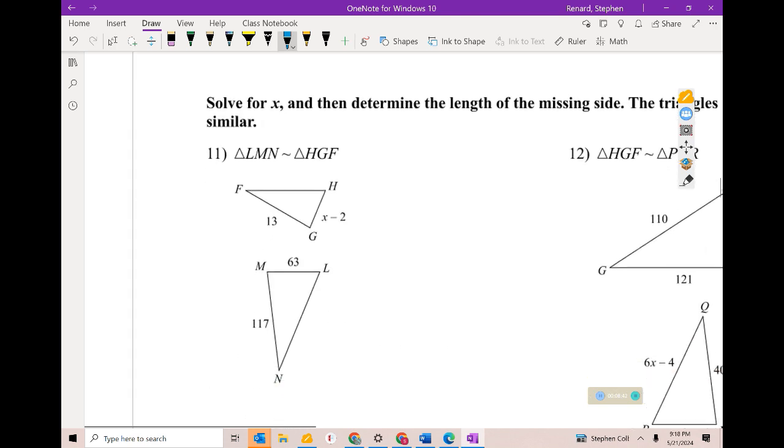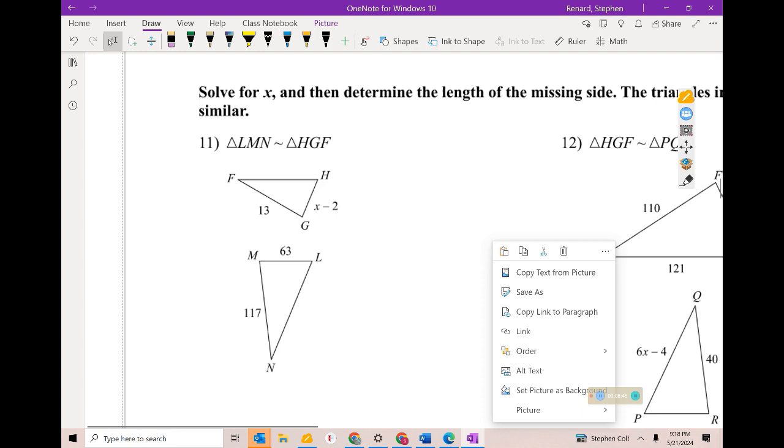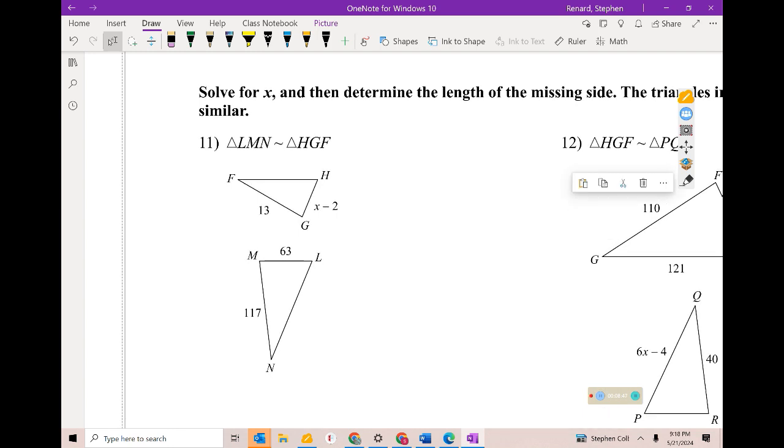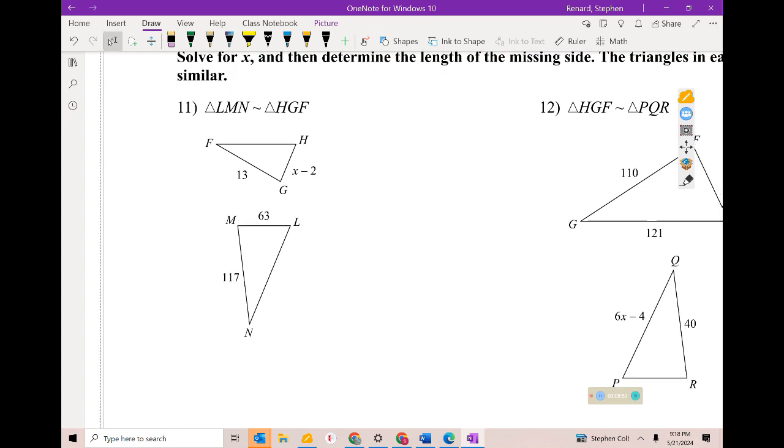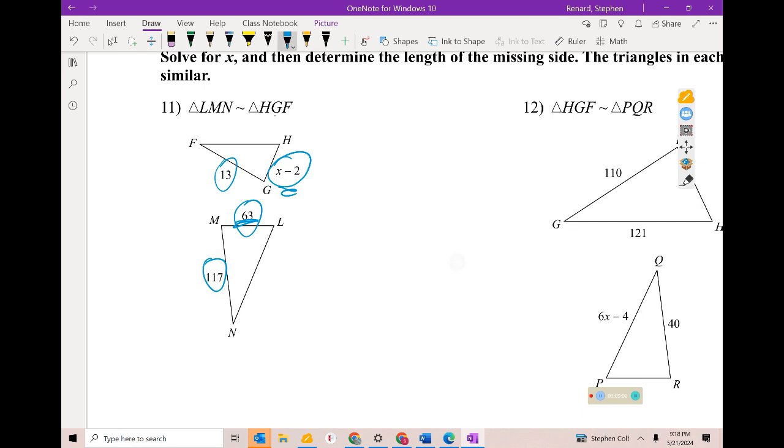Brings us to number 11, solve for x and then determine the length of the missing side. Basically the same exact thing that we're doing now. So here we know that 13 and 117 are going to match up. X minus 2 and 63. How do we know that? We can just look. So FG, that's right here, is going to line up with MN. See how they're in the same spot? Meanwhile, HG, these two right here, is going to match with LM. So HG, LM, FG, MN.